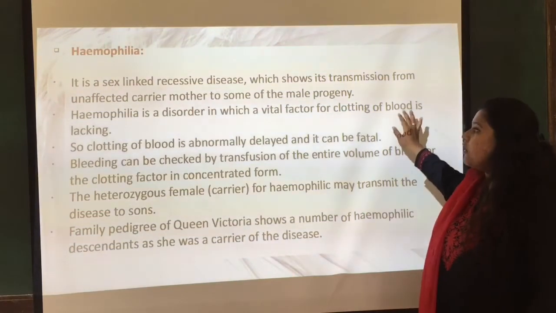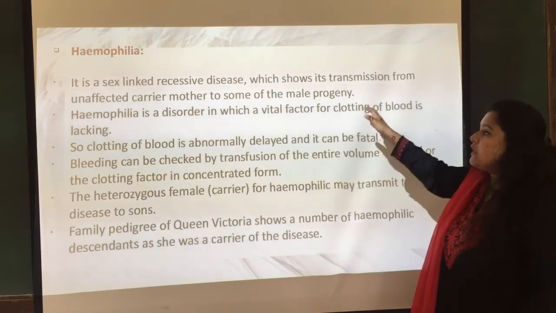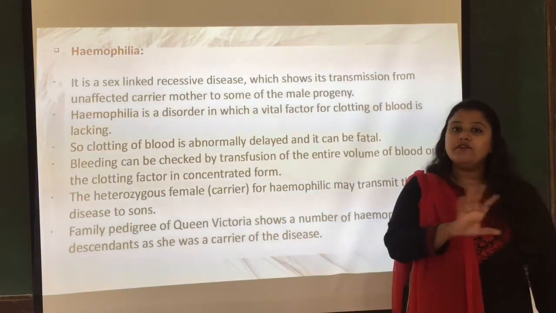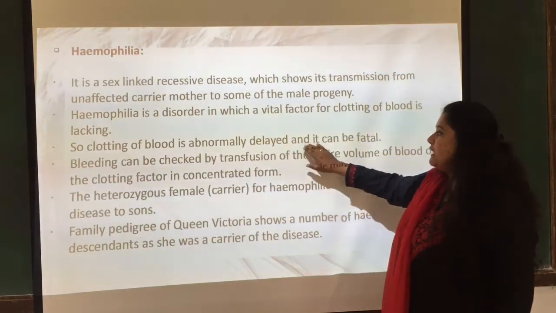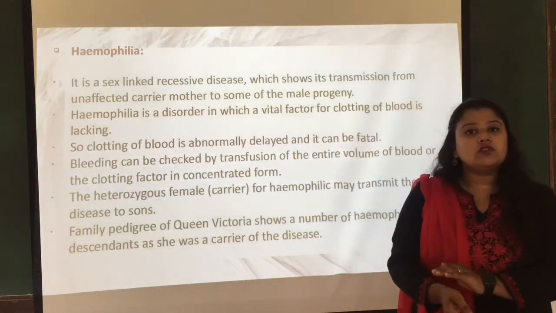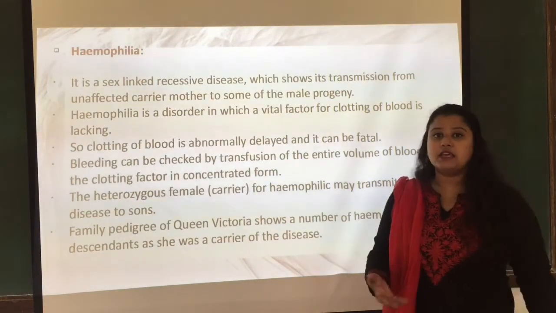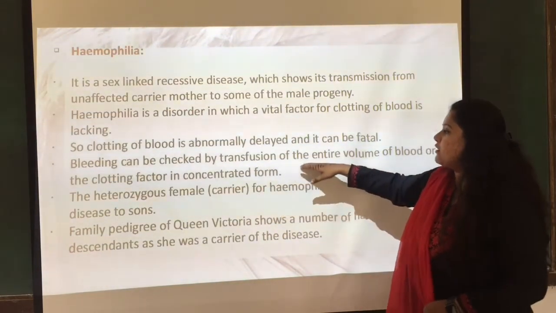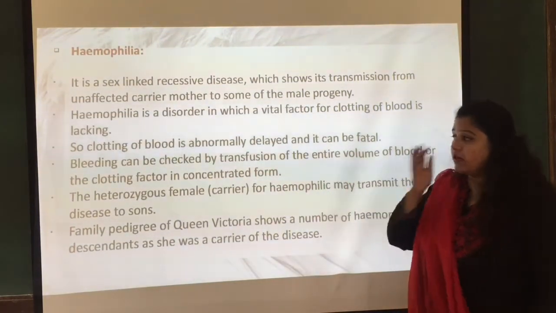But if that blood clotting is not taking place, that means the loss of blood is more, right? So in hemophilia, the particular person is not having the factor for blood clotting, right? So the clotting of blood is abnormally delayed and it can be fatal. That means if the blood clotting is not taking place, the blood is going to be released out, and the person can die. Bleeding can be checked by transfusion of the entire volume of blood or the clotting factor in concentrated form, right?